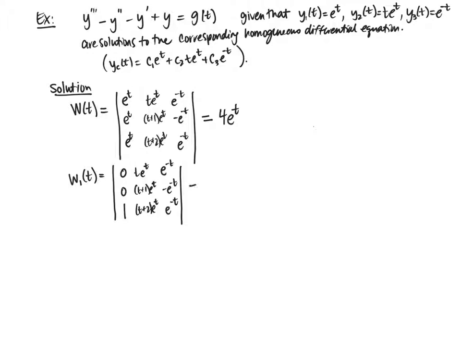Okay, so when I compute this determinant of this 3 by 3, I'm going to end up with negative 2t minus 1. When you compute that determinant and simplify it down, you'll get that. Okay, so what is W2 of t? Again, it's going to be that same determinant, except in the second column, I'm going to write 0, 0, 1. The rest of that stuff I'm just going to recopy.